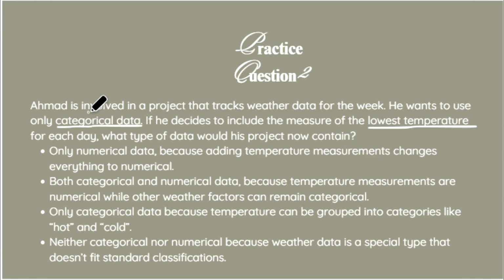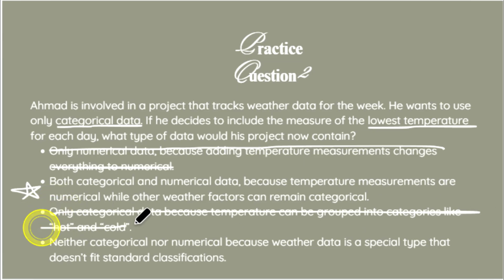So we know that his project has only categorical data, and then he's going to add the lowest temperature. What does that tell us? Only numerical data does not make sense because it already has categorical data. Both categorical and numerical? Well, this is numerical. Temperature is numbers. Because temperature measurements are numerical, while other weather factors can remain categorical. This one makes sense. Only categorical? No, because we're adding numbers. We already know that's not it. Neither categorical nor numerical? No, it's both. So there's your correct answer.